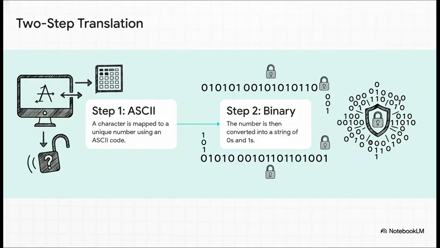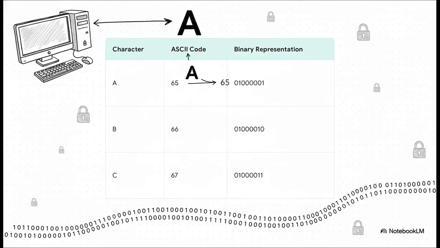Right. Computers don't see letters like A and B. They see the entire world in binary, a language made up of just zeros and ones. So to handle our text messages, they use a quick two-step translation. First, they use a standard dictionary, you'll often hear it called ASCII, to look up a character and find its matching number. Then they convert that number into a unique string of binary code. And you can see exactly how this works right here in this table.